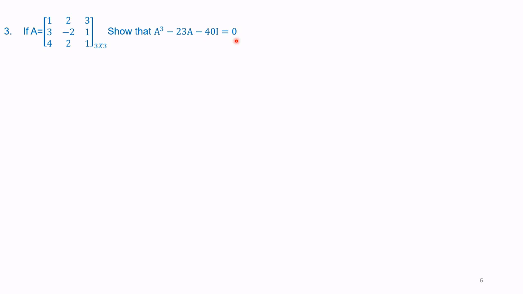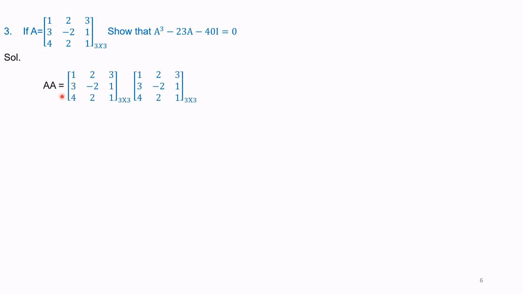Here, matrix A is given, which is of the order of 3 by 3. We have to find A cube first, and then we have to find a scalar product of 23A. That is, we have to multiply matrix A by 23. Then we have to find an identity matrix which is 40I. So there are 3 steps in all. First find out A cube, then find out 23A, and then find out 40I. Then you perform subtraction, minus 23A and minus 40I from A cube, and prove that it is 0. Let us do it.